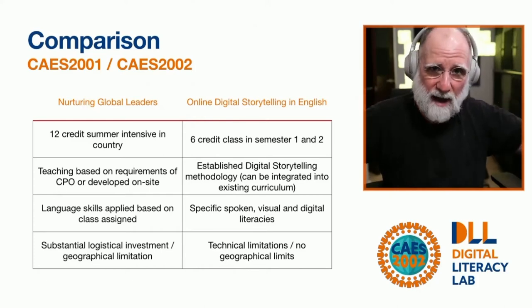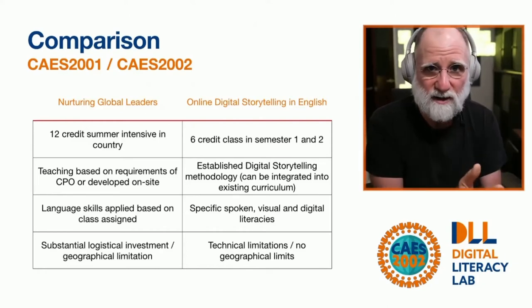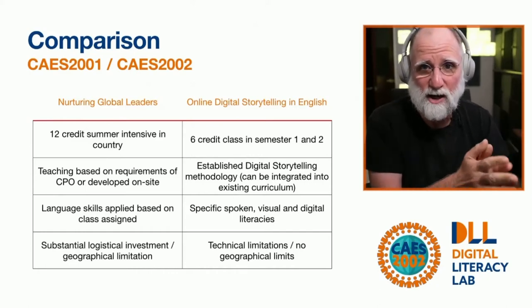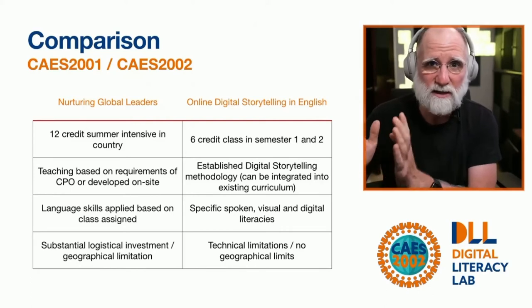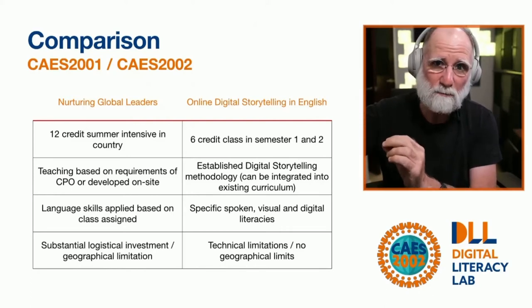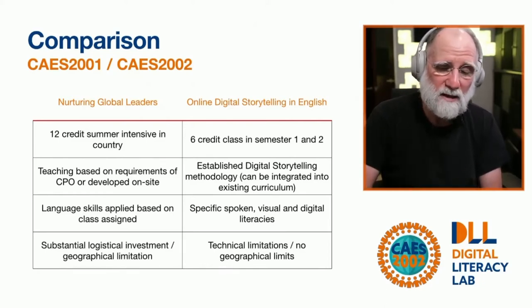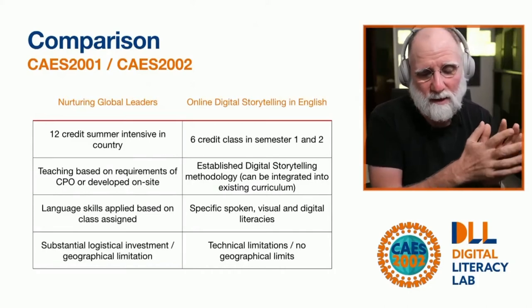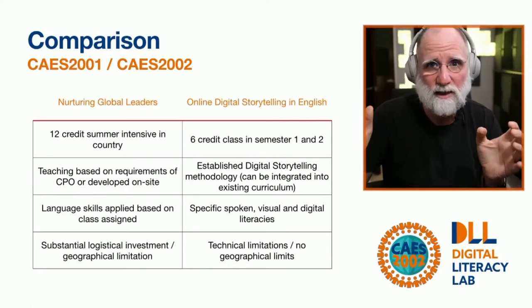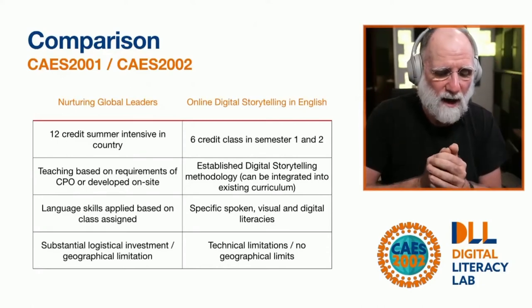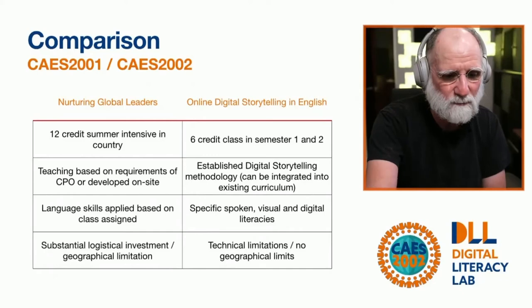The teaching in the past, where the students would go and teach at a community partner organization, the language that they taught was really based on the partner organization. What did that organization need? Now we've got this established methodology in digital storytelling, which can be standalone, but can also integrate with the curriculum of the partner organizations. In the past, the language skills could be whatever they needed on that side. Now it's spoken, visual, and digital literacies that we're focusing on. And I think I've already talked about the logistical versus the technical limitations that we faced.